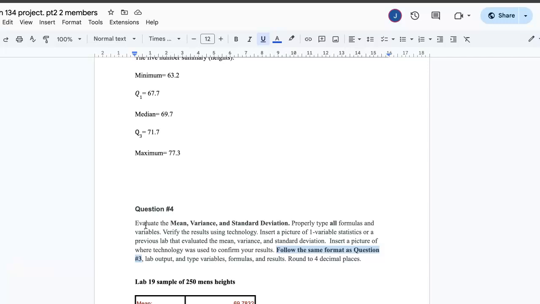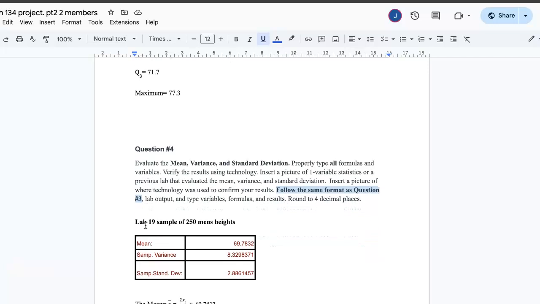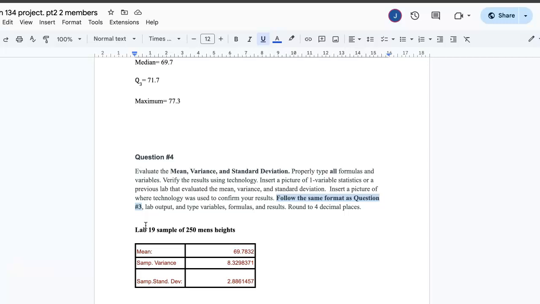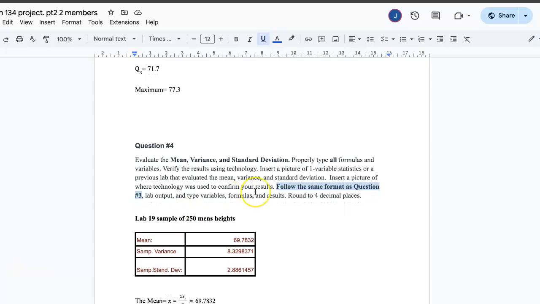The fourth question asks, evaluate the mean, variance, and standard deviation, and make sure to properly provide all formulas and variables. Verify your results using technology, and insert one picture of the one variable statistics or a previous lab that evaluated the mean, variance, and standard deviation. Now, we're following the same format as the previous questions, as instructed right here.